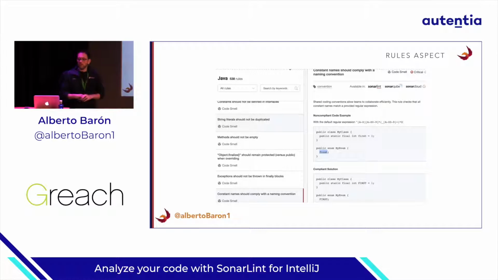And here you have the rules aspect. When you go to the link that I told you before, you see a group of rules, which are grouped in different categories. And when you click on one, you have in the right panel the description. You can see the category, the priority, the problem that you have in your code, and a way to solve it.